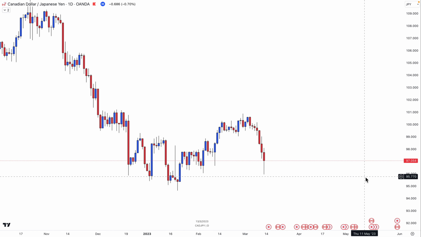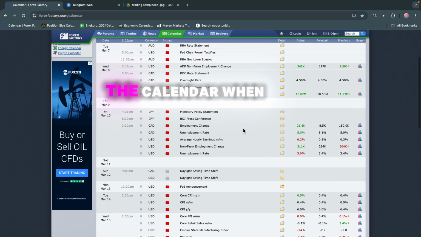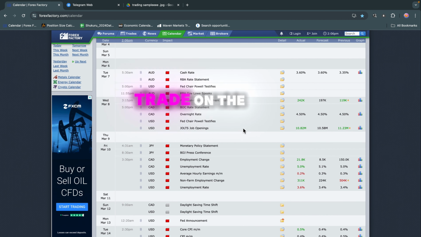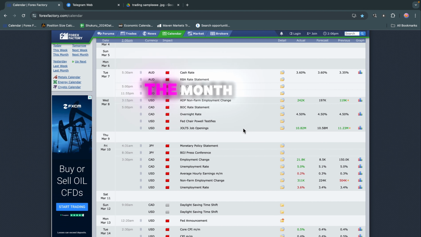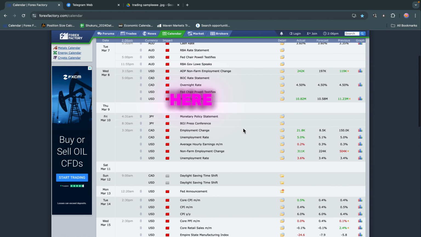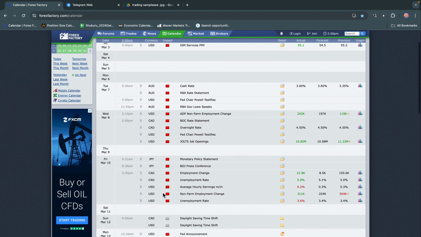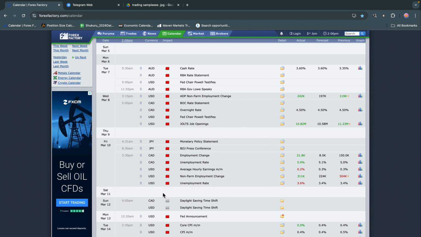The first thing that we do is go to the charts, then go to the calendar. When you go to the calendar, remember we don't trade on the first week of the month, so we will not be trading on the first week because we have NFP that week. If you check on this calendar here, you can see we have NFP on this day. So from 1st March to 10th March, we will not be looking to place any trades.